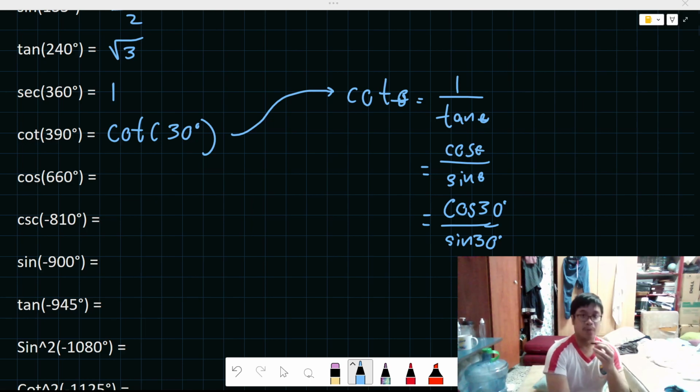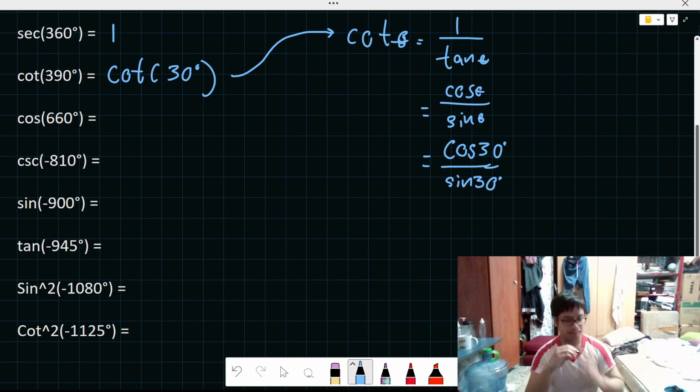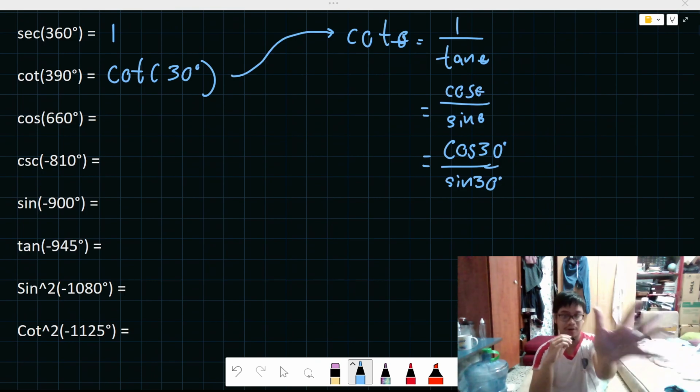Okay, so what are we going to do now? Now we can get the value of each of the trigonometric functions. We will use a technique here, the hand technique. All you need to do is use your hand. So here's the thing.